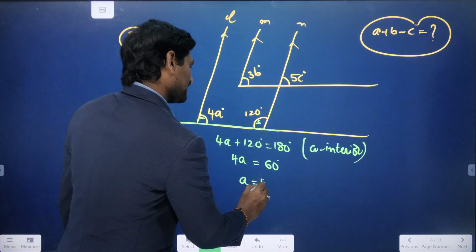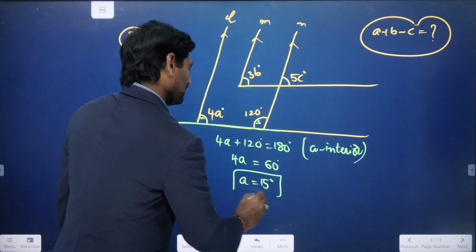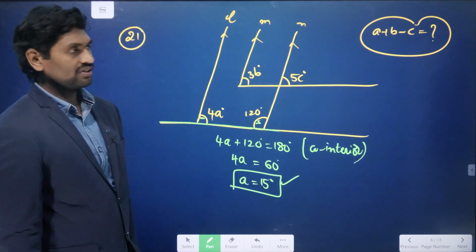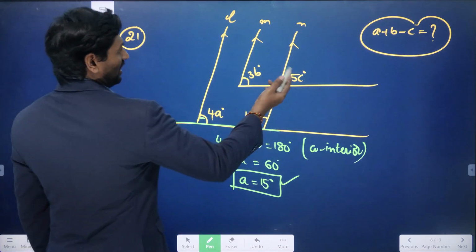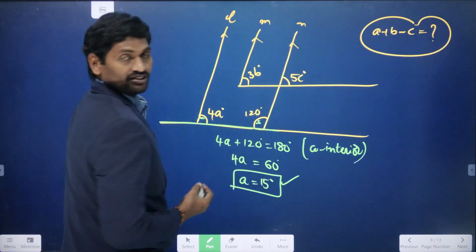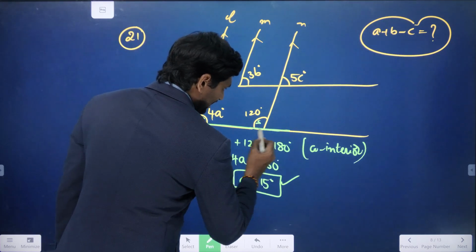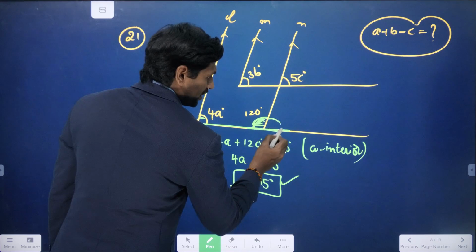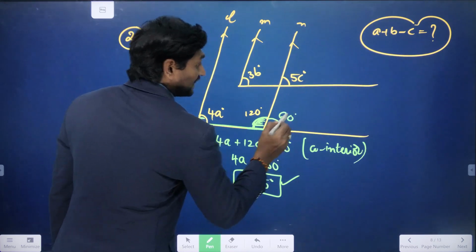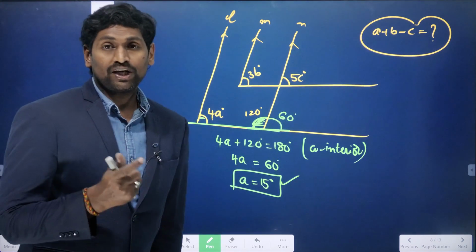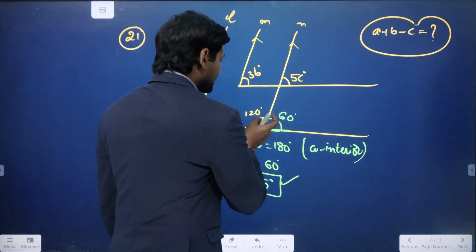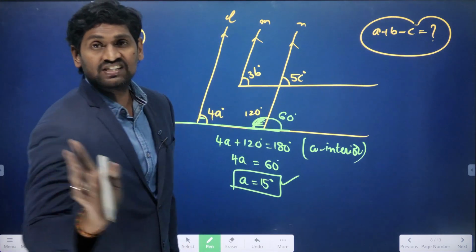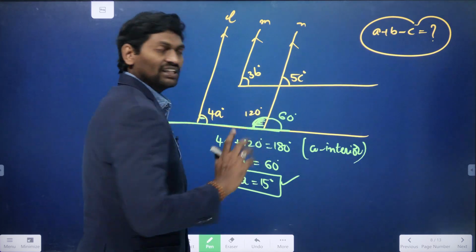Now 4A equals 180 minus 120, transposing 120, so 60 degrees. A value is 60 by 4, 15. I got the A value 15. Then how to find the 5C and B values? Here it is a straight line, right? Already one of the angles is 120. So what about this angle? 60 degrees because of a linear pair of angles, a pair of adjacent angles on a straight line is 180 degrees. It is already 120, so the right side angle is 60.